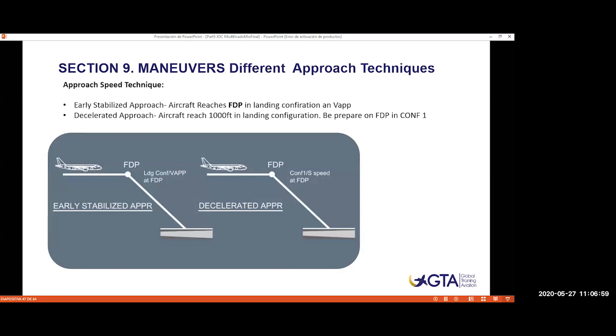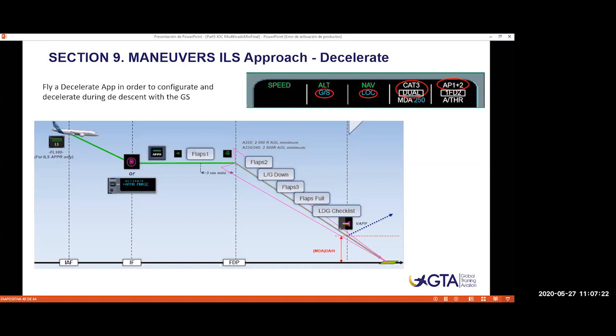What happens with the decelerated approach? In the decelerated approach, when we reach my final descent point, we are only in flaps 1 and S-speed configuration. And the rest of the configuration, we are going to do during the descent. Here are 2 examples. This is one, how we are going to do an ILS approach in decelerated mode.